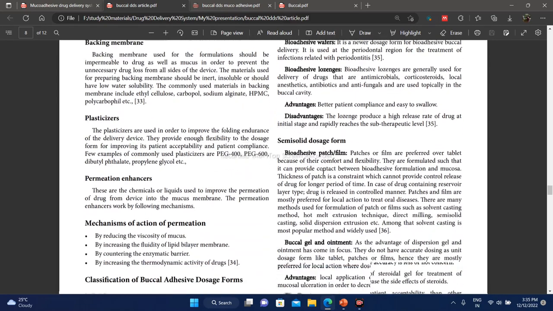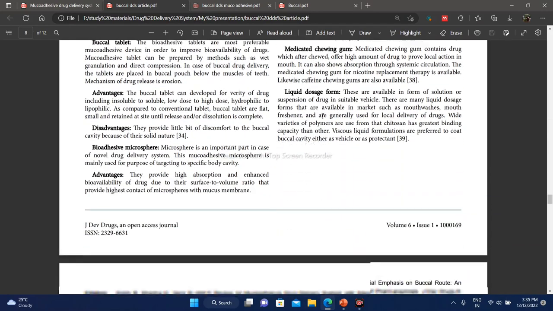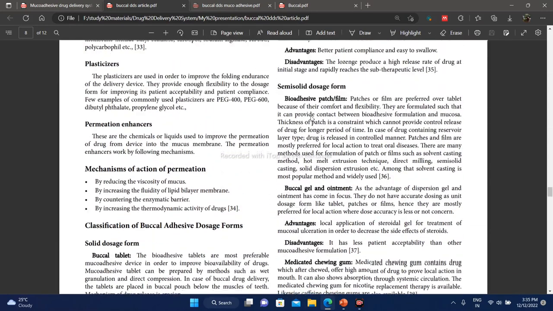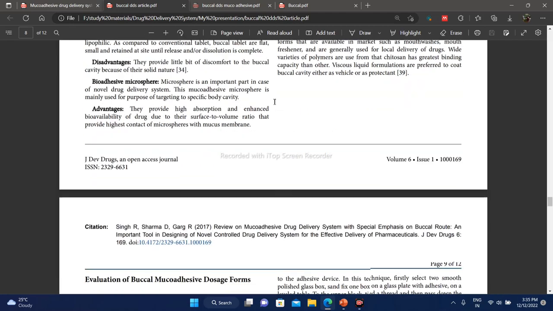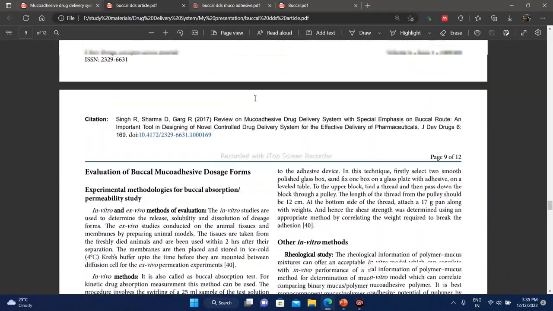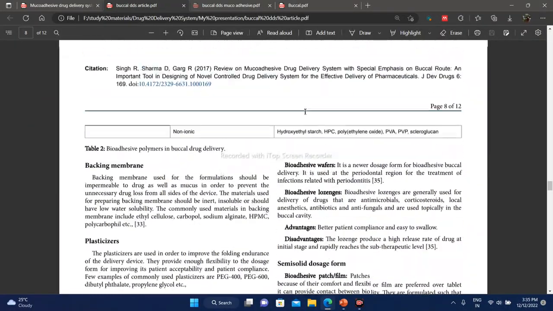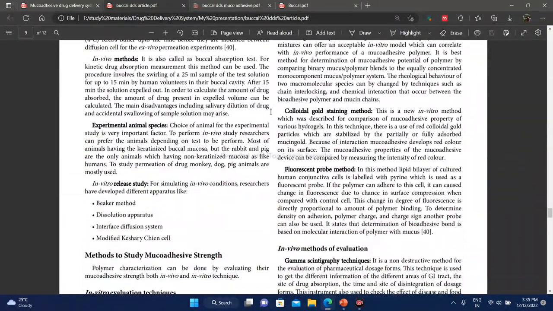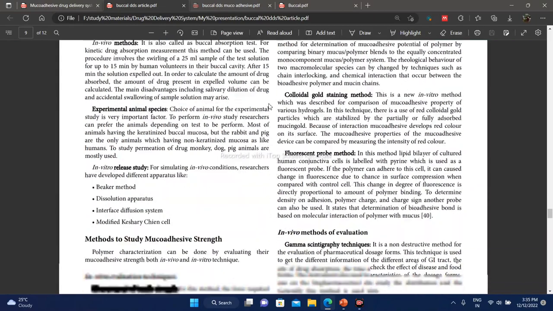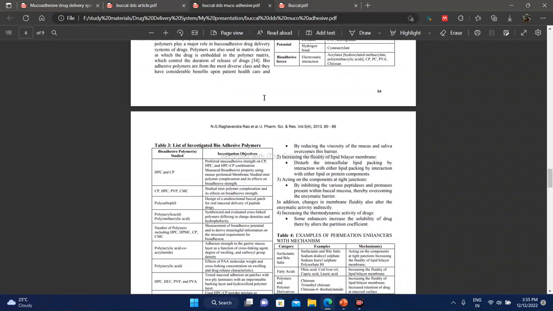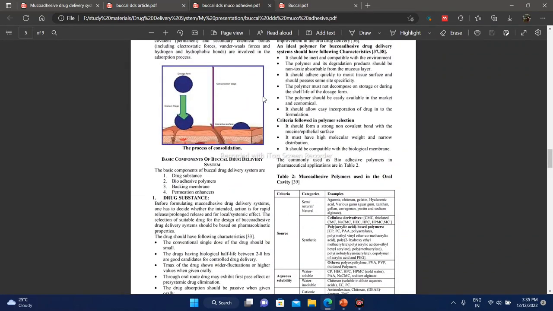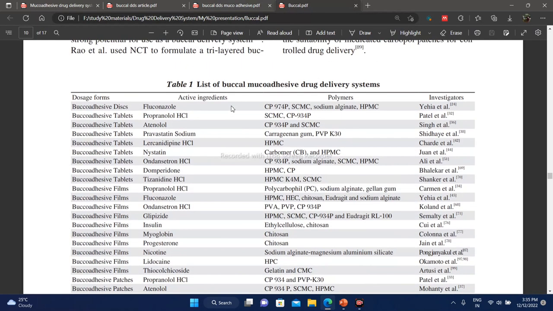then semi-solid dosage forms. If anybody has difficulty with this, or tries to read this and finds any difficulty, you can ask me. I'll try to explain it. This one I'll try to post if anybody needs it. Then evaluation techniques. Okay, now this is what I wanted to show you. So this is the list of buccal mucoadhesive drug delivery systems.